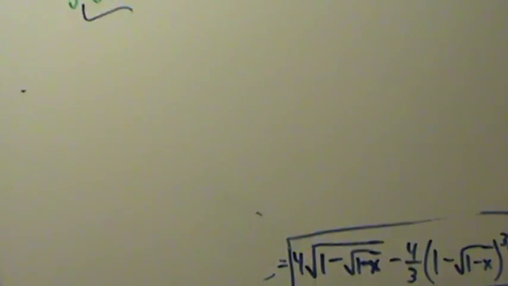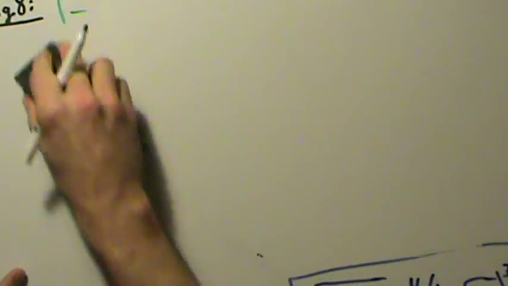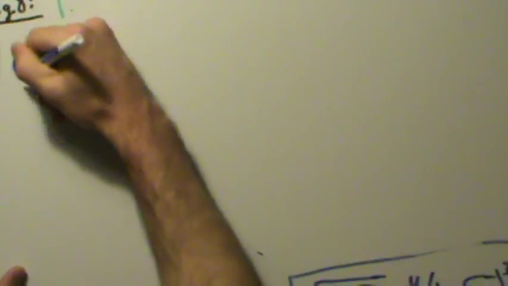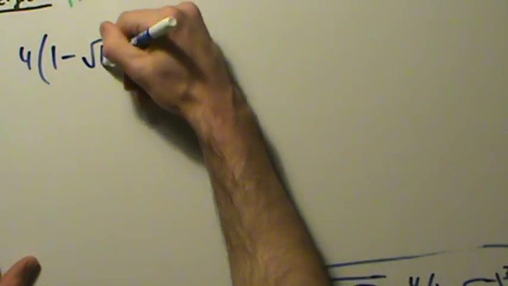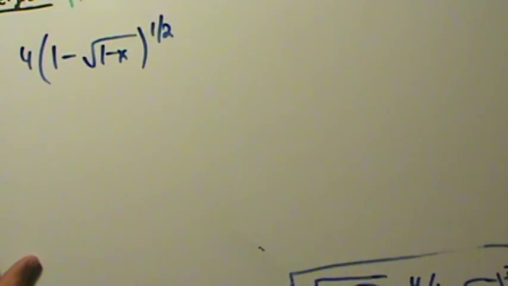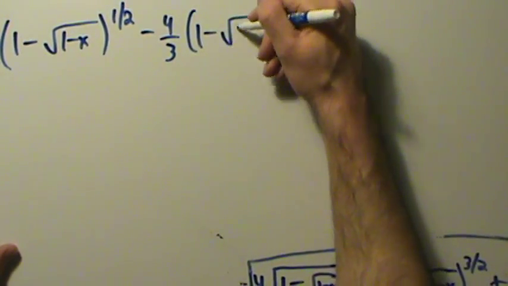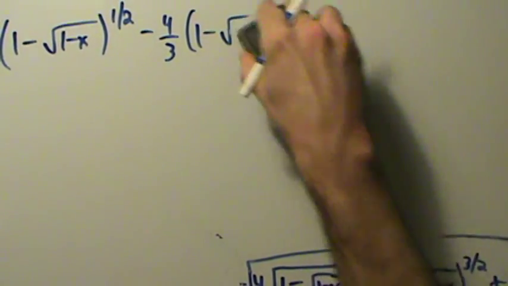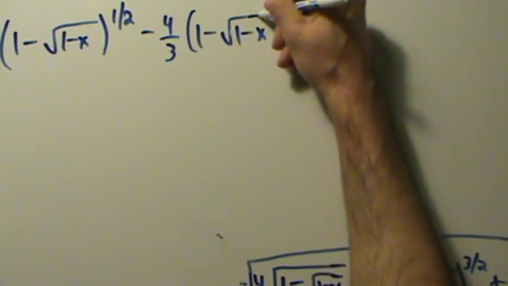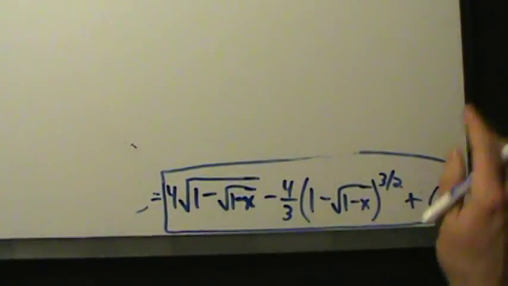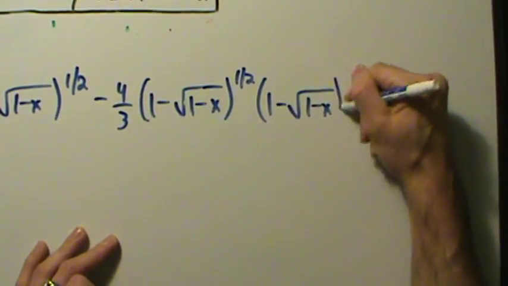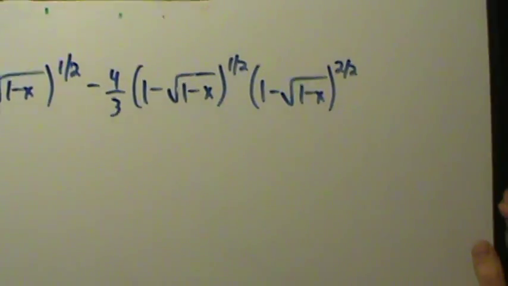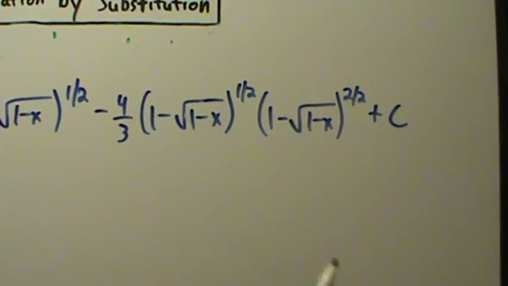Okay, so what do we have? We have some more room up here. 4 times, let's write it with fractional powers again: (1 minus root 1 minus x) to the 1/2 minus 4/3 times (1 minus square root of 1 minus x). So this was to the 3/2, right? I'm going to write that as to the 1/2 times (1 minus root 1 minus x) to the 2/2. And then we just had that plus c. So we'll keep writing that because we do need that.